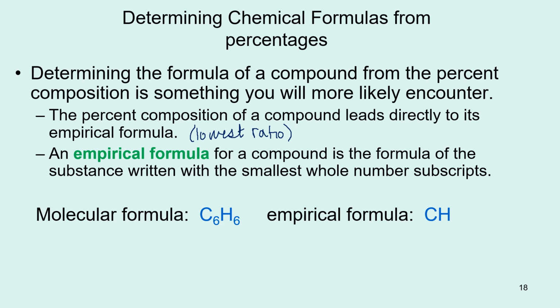If C6H6 is the molecular formula, the empirical formula is CH. N2H4 being the molecular formula, the empirical formula is NH2. Now, if the molecular formula is already in its lowest terms, then the empirical formula and the molecular formula are the same. For example, CH4, you can't reduce that down anymore, so the empirical formula is the same. It doesn't always have to be different, but just so you have that in mind.